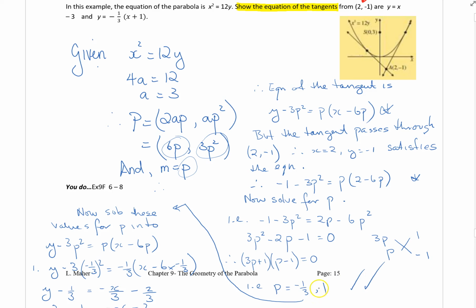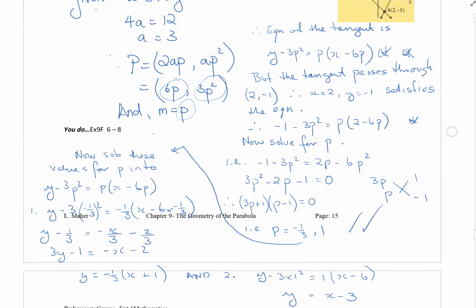Once I've got my 2 values of p, I'm going to put them back into here, because that's my equation for the tangent. So I've said now sub these values for p into my equation for the tangent, and putting in minus a third, you might take a bit more time to go through that, and you'll get the second equation, and subbing p equals 1 into that same equation gives you y is equal to x plus 3. You should be fine then to do questions 6 to 8.